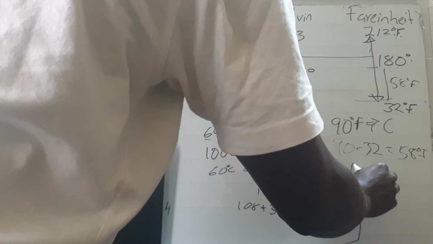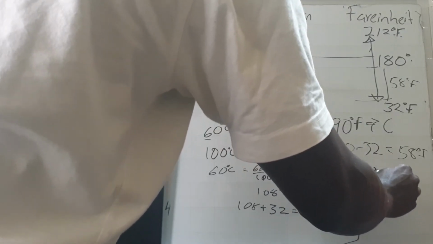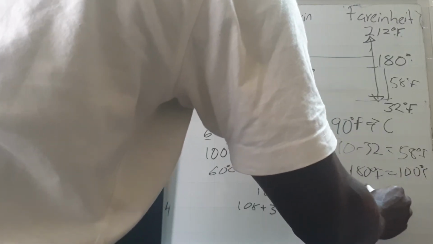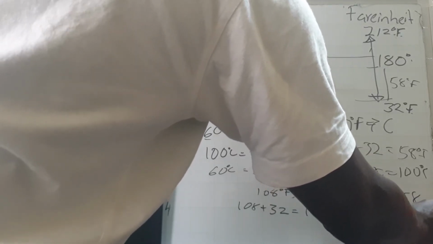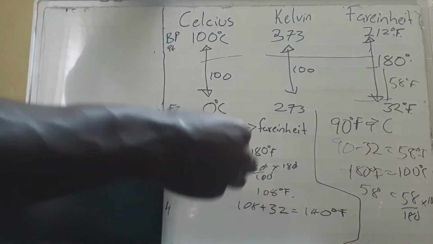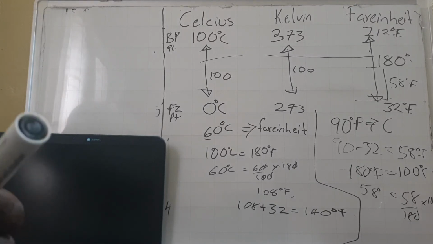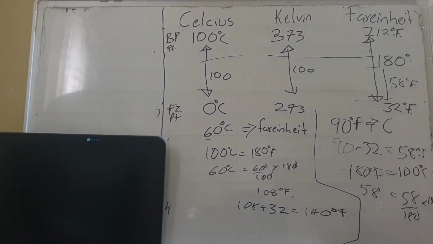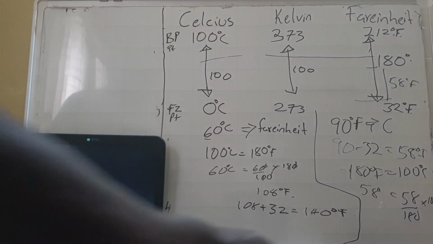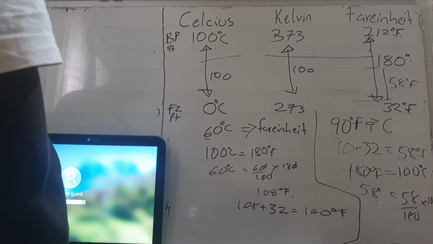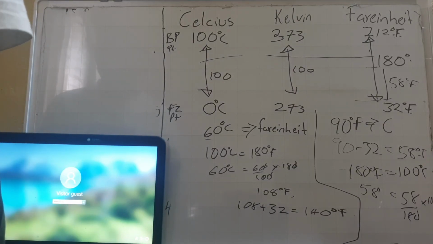And you know the ratio is 180 degrees Fahrenheit corresponds to 100 degrees Celsius. What about 58 degrees? 58 over 180 times 100. So it's approximately, just use a calculator. You can just use a calculator, and your answer will be in degrees Celsius. Okay, so that's all about that.